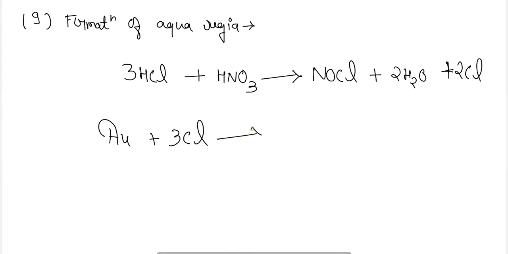Gold plus these 3 chlorine atoms will form auric chloride, which is soluble. So hence we can easily dissolve gold, which is a noble metal, in aqua regia. Now, uses of HCl.